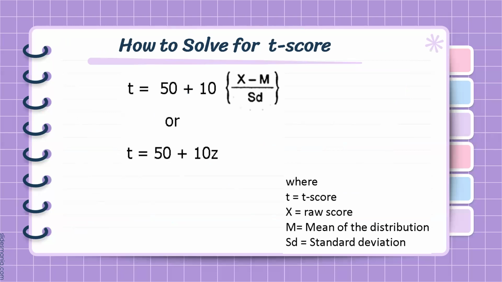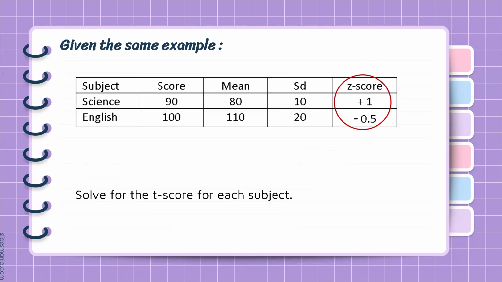The t-score can be solved using the formula 10 multiplied by the z-score plus 50. We have discussed that z-score is equal to the raw score minus the class mean divided by the standard deviation. Please note that the 50 and 10 in this formula are constants. So let's solve for the t-score of the student in each subject.